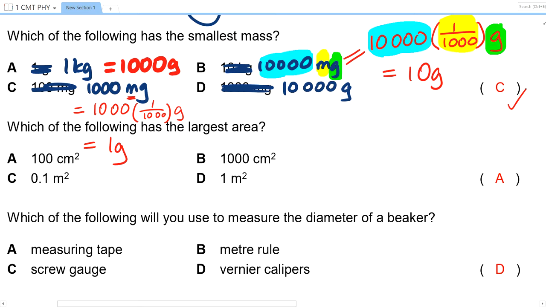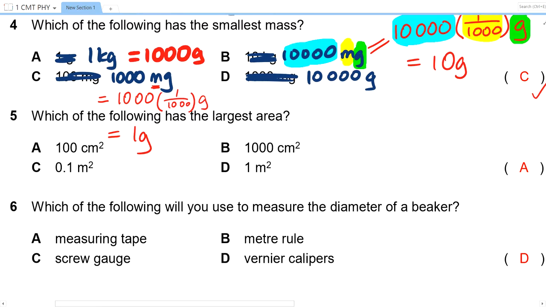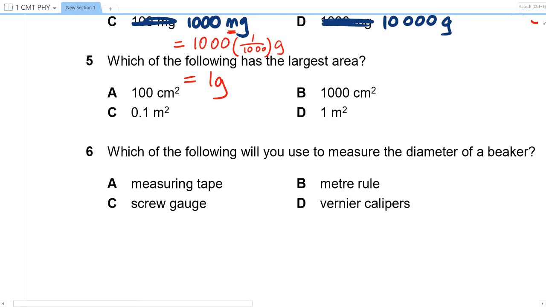Any questions? No. Which of the following has the largest area? Don't worry if you can't copy, because the videos will be uploaded on YouTube. You can go and watch it anytime you like. Which one is the largest area? Are your options the same? Or is there any error? Same, okay. Now we've got things in square centimeters, things in square meters. What do you want to change it to?